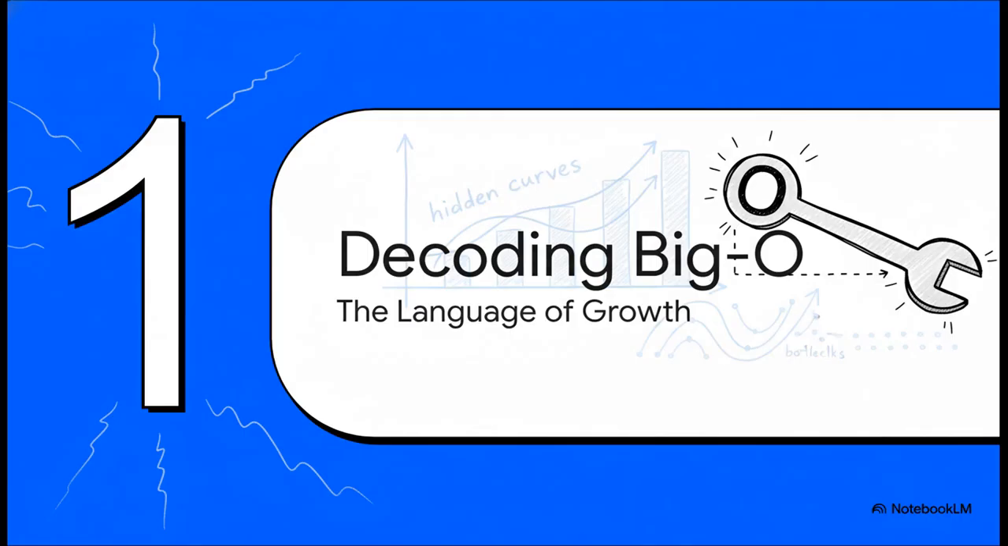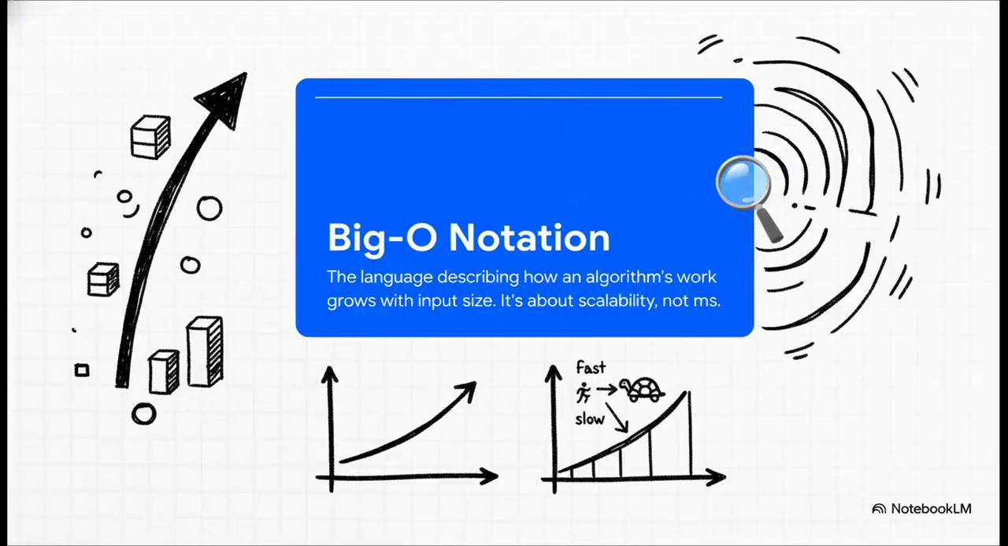So, to actually see these hidden curves, we need a special kind of language. And in the world of computer science, that language is called Big O notation. It's the tool that lets us understand, and more importantly, fix these performance traps. Okay, the number one thing you gotta get about Big O is that it's all about scalability. It's not about measuring the exact speed in milliseconds. Instead, it tells you what's going to happen when your input doubles or triples or grows by 1,000 times. It's how we describe the shape of that growth curve.